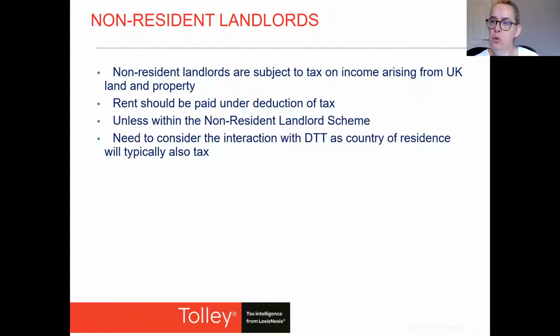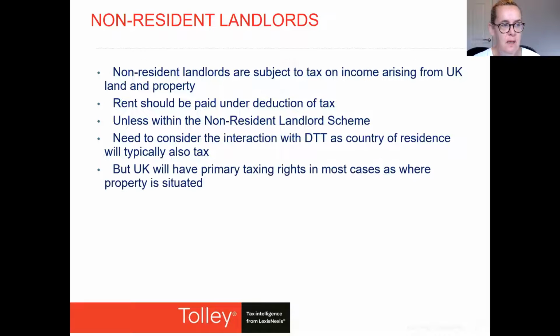Typically, the country of residence will also tax property income as well. So if it was the other way round, if you had a UK resident individual who, say, had property in France, that would be taxed both in the UK and in France. But if we're talking about UK property, it is likely that the UK will have what is called primary taxing rights, which means that it's taxed in the UK, and the country where the person is resident would have the possibility of giving double tax relief, but the tax would still be due in the UK.